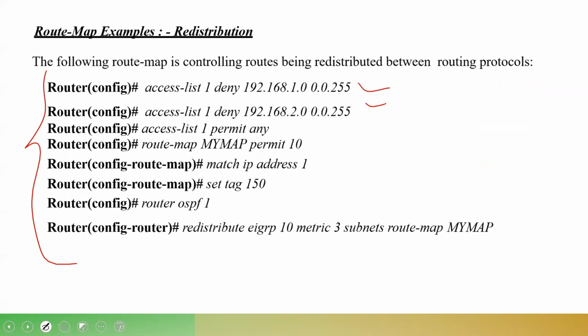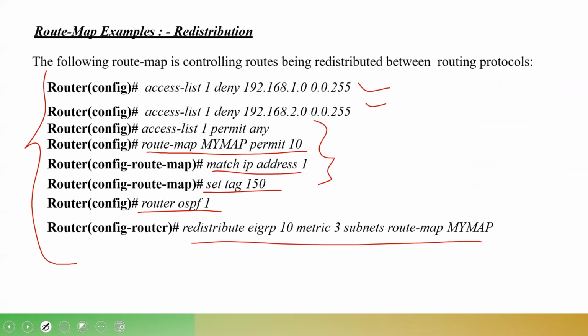Redistribution: how are we applying a route map with respect to redistribution? You can create the ACL or prefix list, then create the route map policy. So route map my map, match address 1, set the tag 150, and then you go to the routing process, router EIGRP. In OSPF, we are redistributing EIGRP. Go to OSPF, redistribute EIGRP 10, metric, subnets. These things we discussed earlier: if you are redistributing RIP or IGRP or EIGRP, you have to use subnets and then route map my map.